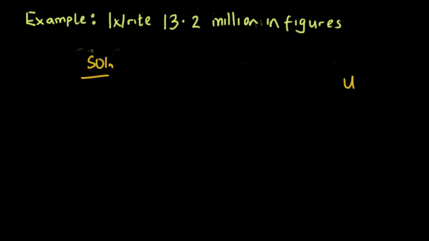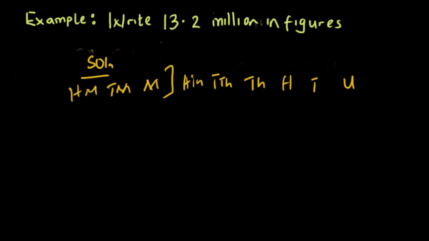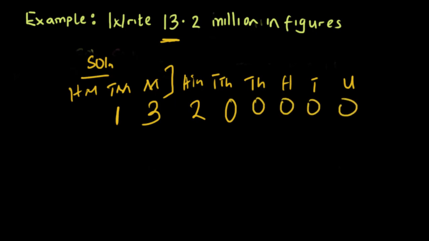One more example. Alright, so we have write 13.2 million in figures. So don't forget units, tens, 100, thousands, 10,000, 100,000, million, 10 million, 100 million. Now this is the million part. So we have 13.2 million. So we start from here. 13. Can you see? 2. And the remaining will be 0. Does that make sense? Group in threes. 1, 2, 3, comma. 1, 2, 3, comma. So this is 13,200,000.